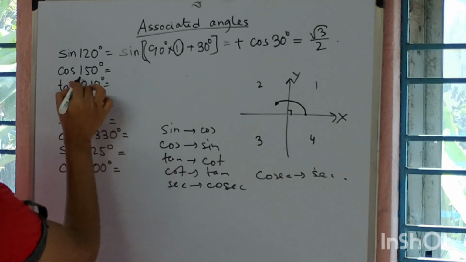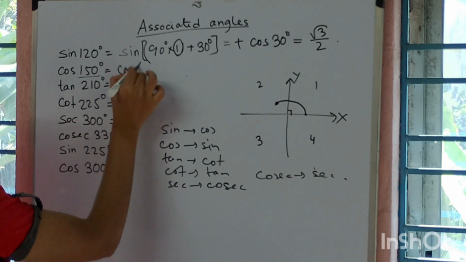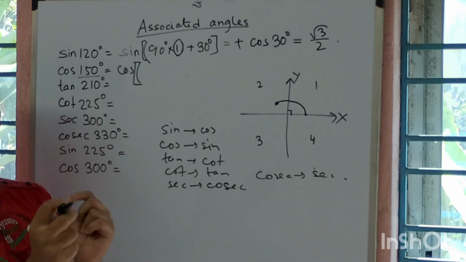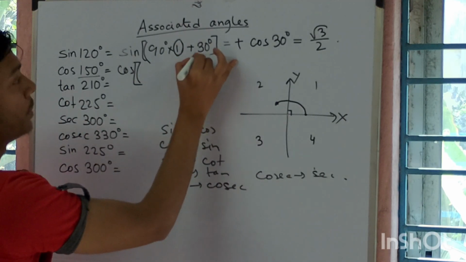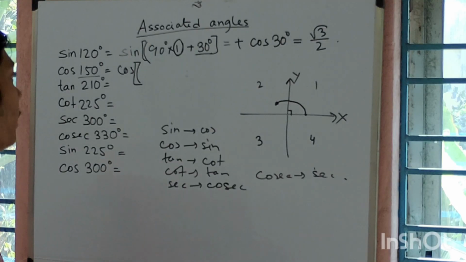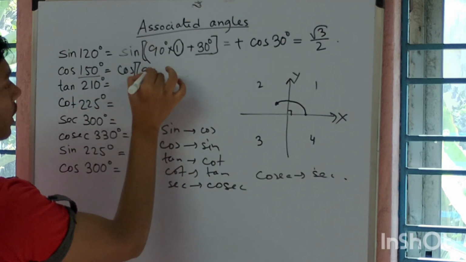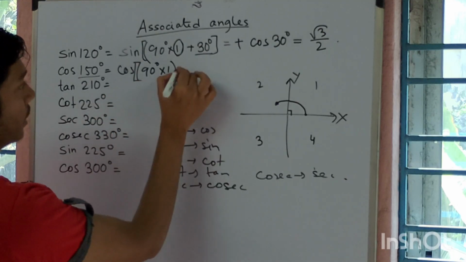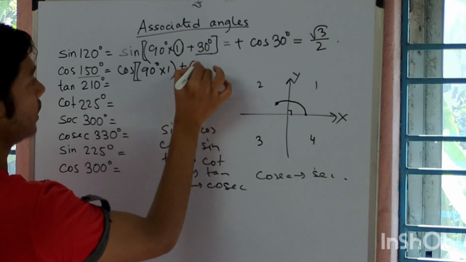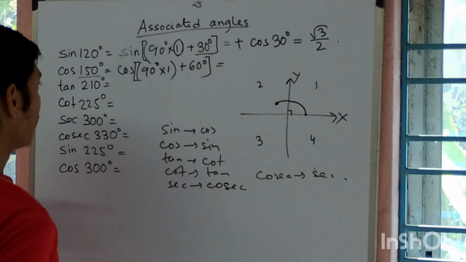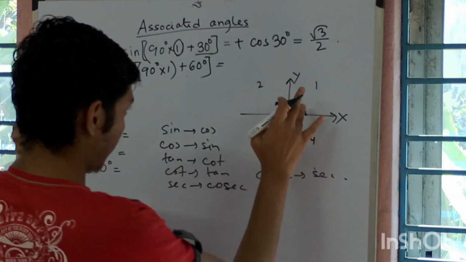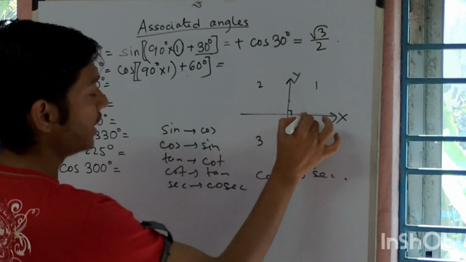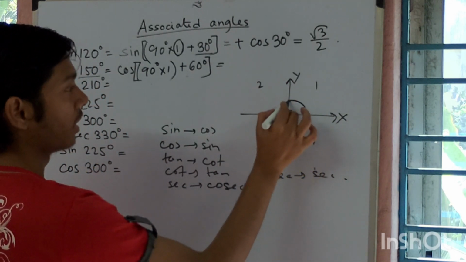Now for this value, just try to write it such that 90 degree into some integer, such that the value which has been left out is less than 90 degree. Okay, I am writing it in this manner. Again, 90 degree into 1 plus 60 degree. Okay, done. Now check it in this manner. Starting from here, 90 degree into 1. So I have moved to here, plus 60 degree.